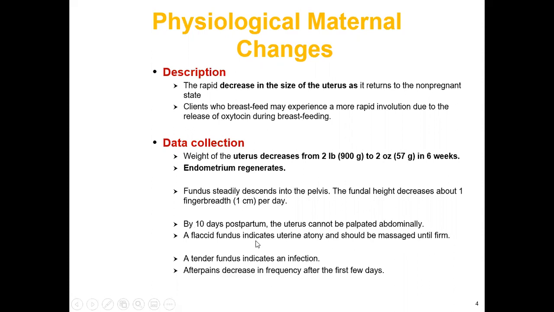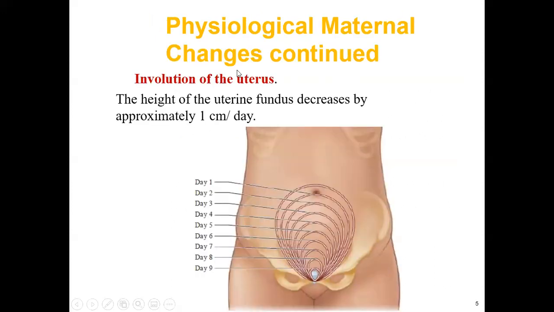A flaccid uterus indicates uterine atony and should be massaged until firm. Sometimes the NCLEX board asks questions from here. A tender fundus indicates infection. Afterpains decrease in frequency after the first few days. Physiological maternal changes continue with involution of the uterus.